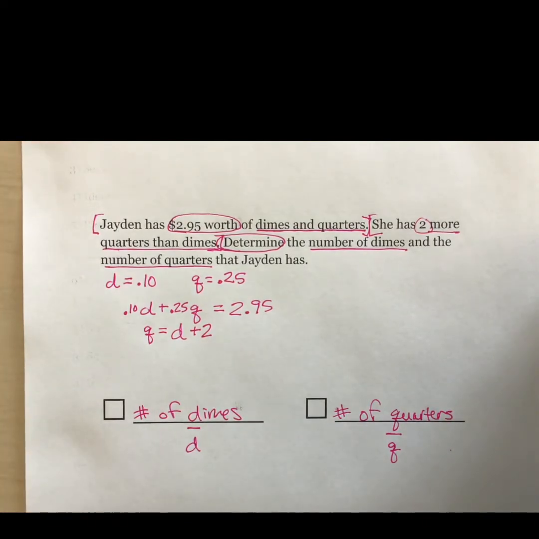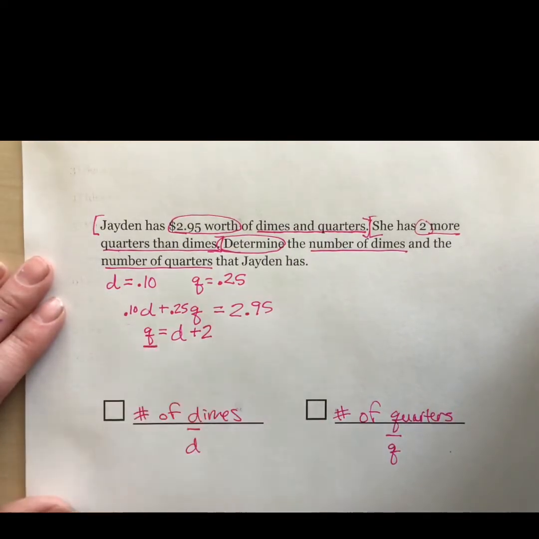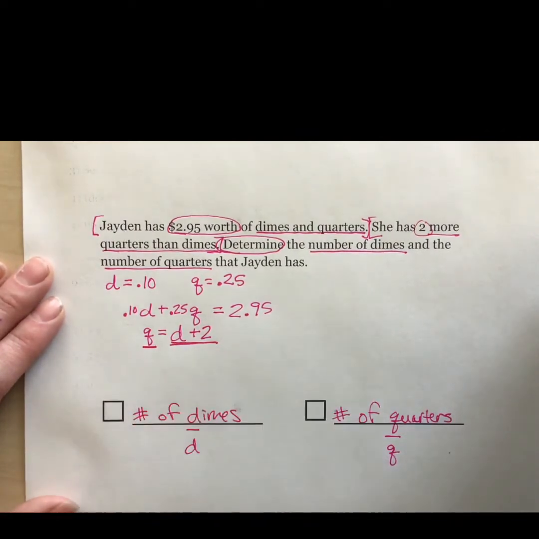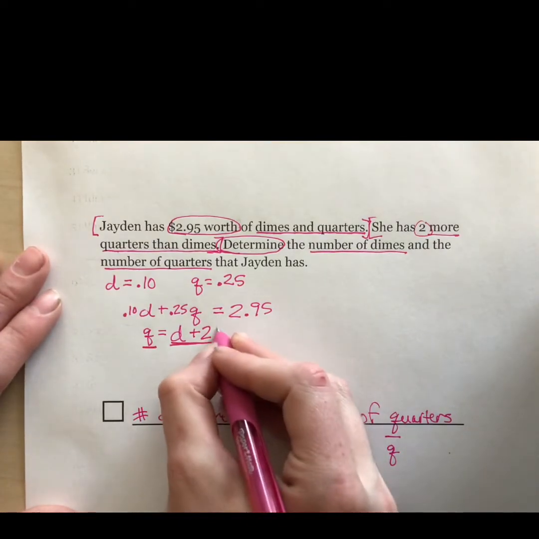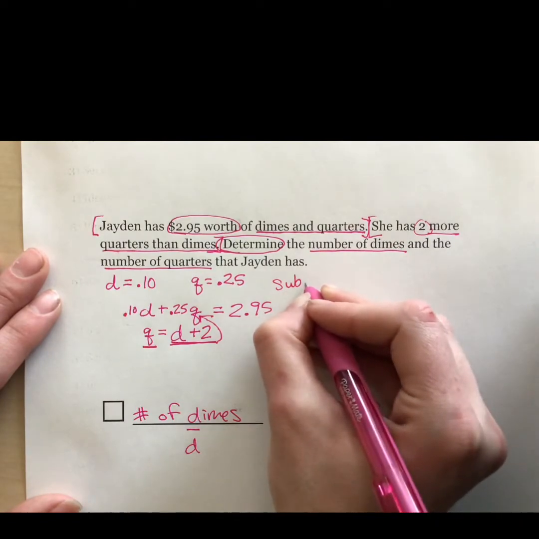So now I have 2 equations set up. Now I need to figure out, is it going to be easier for me to use substitution or is it going to be easier to use elimination? Well, for this problem, you can see that I have already solved for Q. Q is already by itself here and has this D plus 2 as its equal. That means that I'm going to take this expression and plug it in for Q. In other words, it's easiest to use substitution.